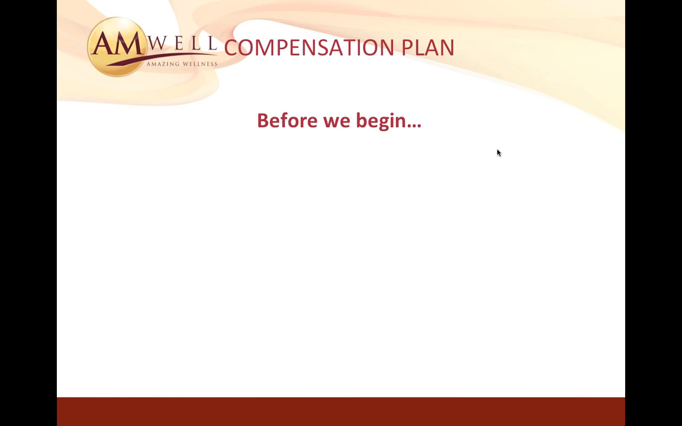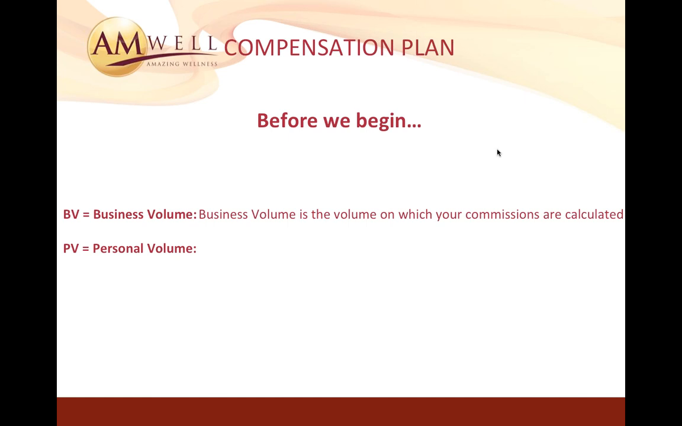And before I begin, I just wanted to go over some terminology. So when I'm referring to BV or PV, BV stands for business volume. And business volume is the volume in which your commissions are calculated. Personal volume is the volume that counts towards your active status. So there's a difference between the two, and the system will actually show you BV versus PV. Just as long as you understand that business volume is what's used for your commission earnings, and personal volume is what counts towards your active status.